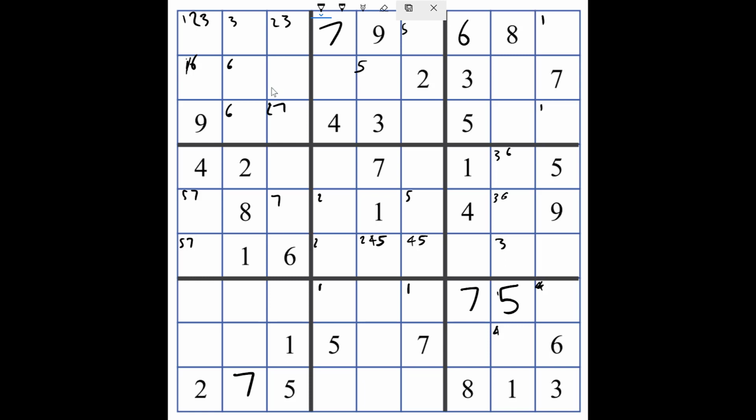Okay, let's go to number 8 now. So I've got a number 8 here. If I go across, that eliminates this, that 8 eliminates that, this 8 eliminates that. So I've only got 1 place for an 8, which is there. This 8 now eliminates all of this. That 8 eliminates all of that. So there's only 2 places for an 8.